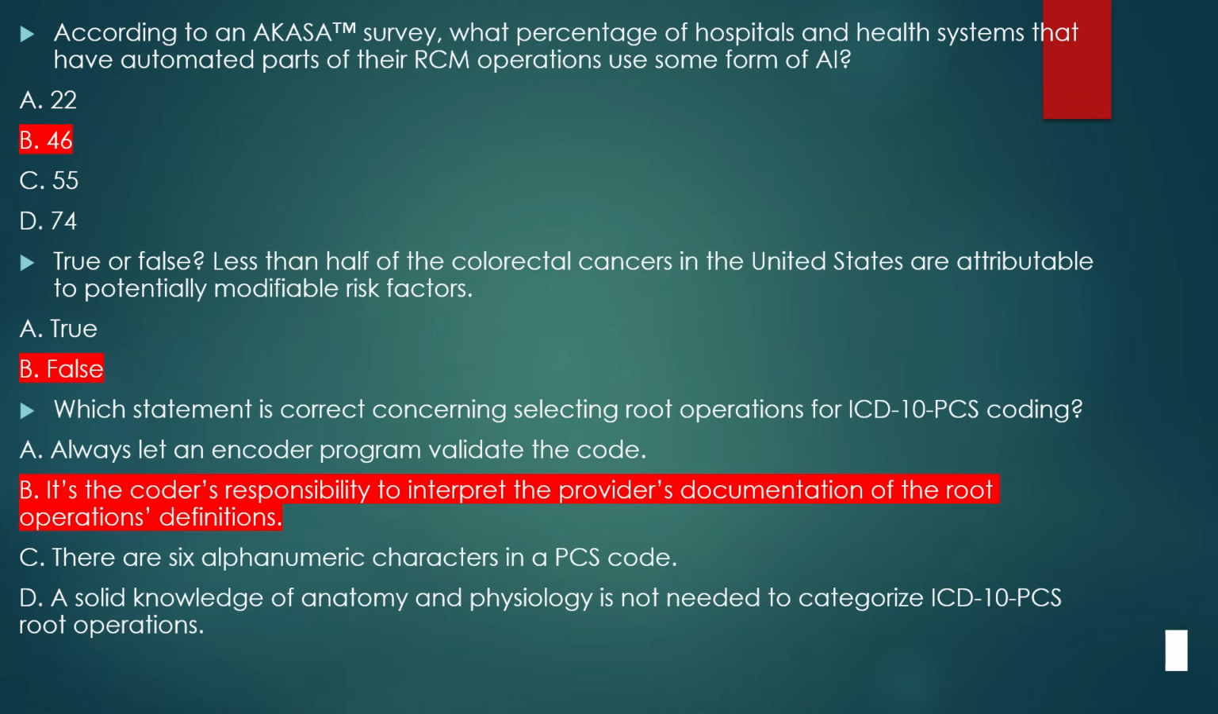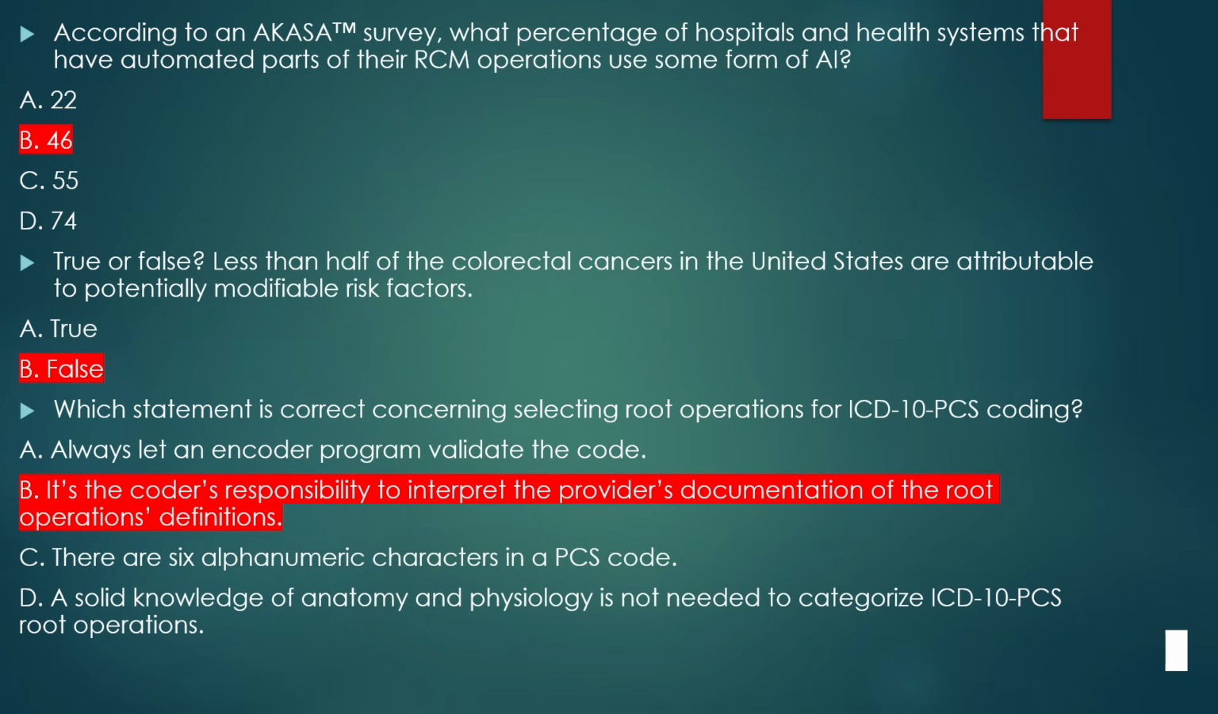According to a survey, what percentage of hospitals and health systems that have automated parts of their RCM operations use some form of AI? A. 22. B. 46. C. 55. D. 74. True or false? Less than half of the colorectal cancers in the United States are attributable to potentially modifiable risk factors. A. True. B. False.